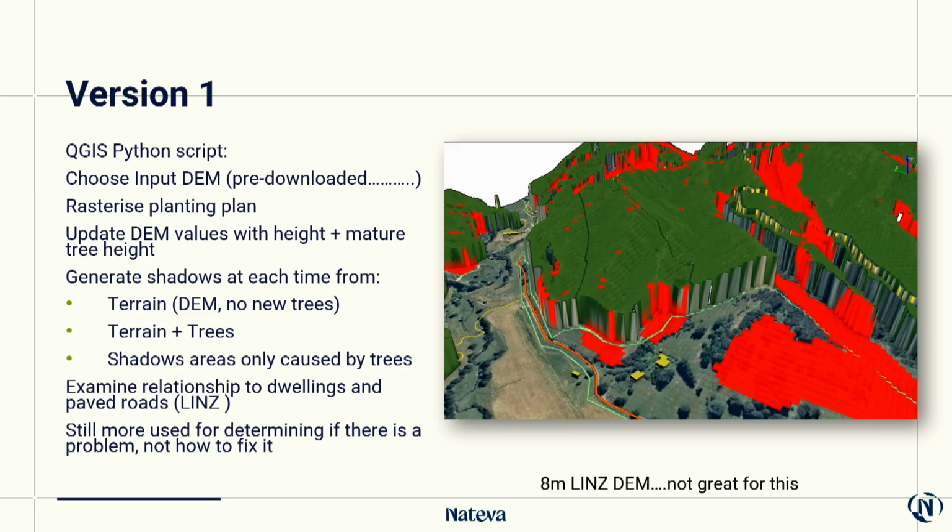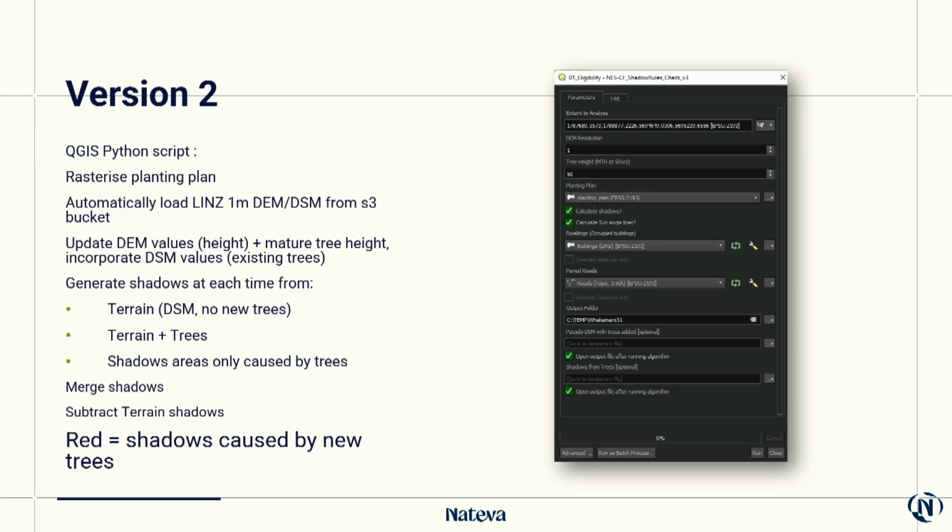Iterate through those time slots and create shadow models from the terrain, just the raw terrain with no trees, then adding the trees at our predicted growth height, and then subtracting those two to get just the area of shadows that have been caused by our trees. So at this stage it was still indicating if there was a problem, didn't really tell us how to fix the problem in our planting plan.